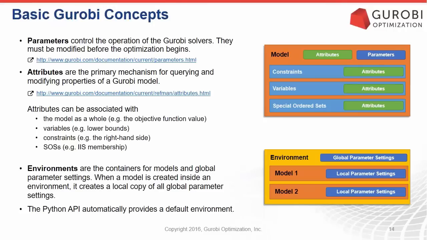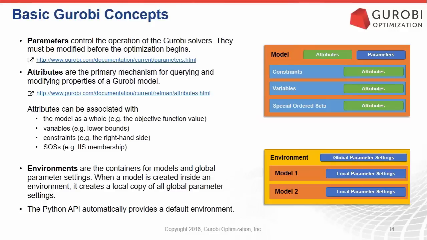The first thing is Gurobi has attributes. Attributes are properties of the objects. It means a model can have attributes, a constraint can have attributes, variables have attributes, and for example, special ordered sets have attributes too. This is information that you can set or get. It depends on the type of attribute, and some attributes are available all the time. Some are only available, for example, after the optimization.